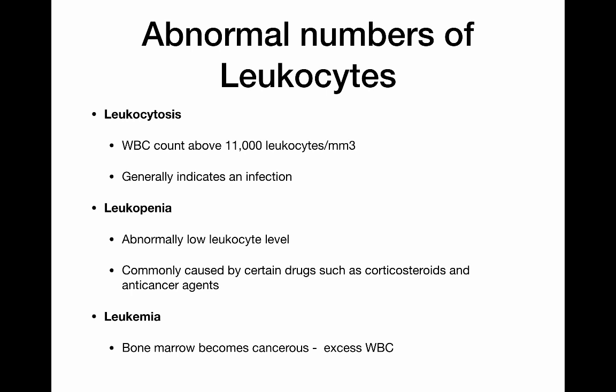Leukemia is an actual type of cancer that is a cancer of the bone marrow. And there are lots of different types of leukemia, acute types and chronic types and all sorts of different varieties. But what happens is traditionally the person's bone marrow starts producing an abnormal number of specific kinds of white blood cells.